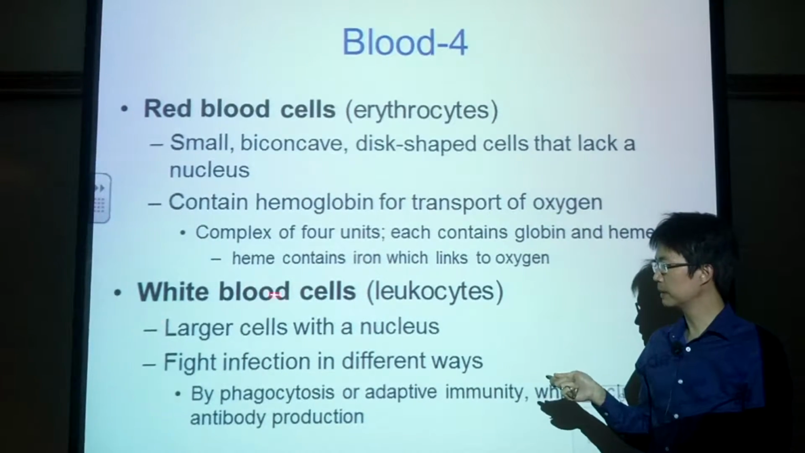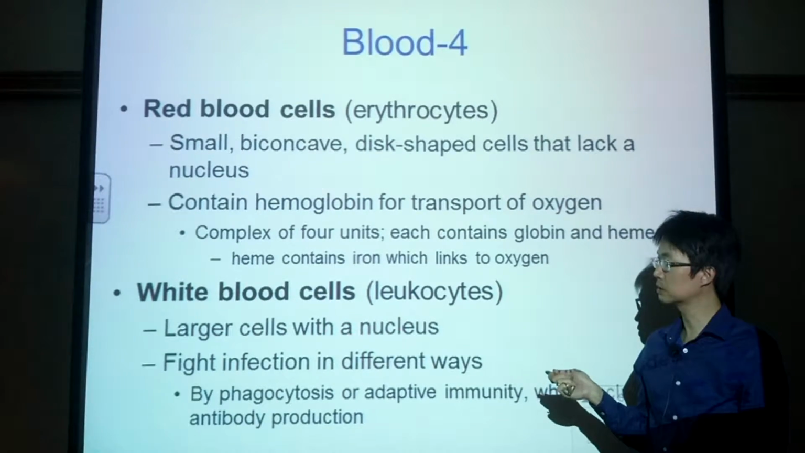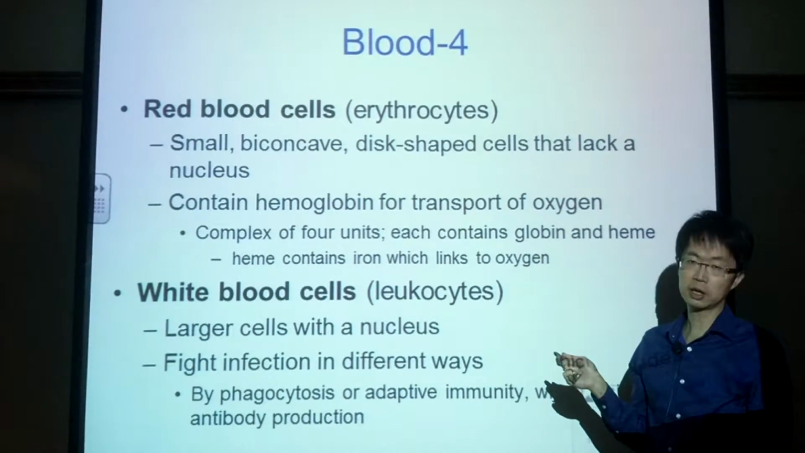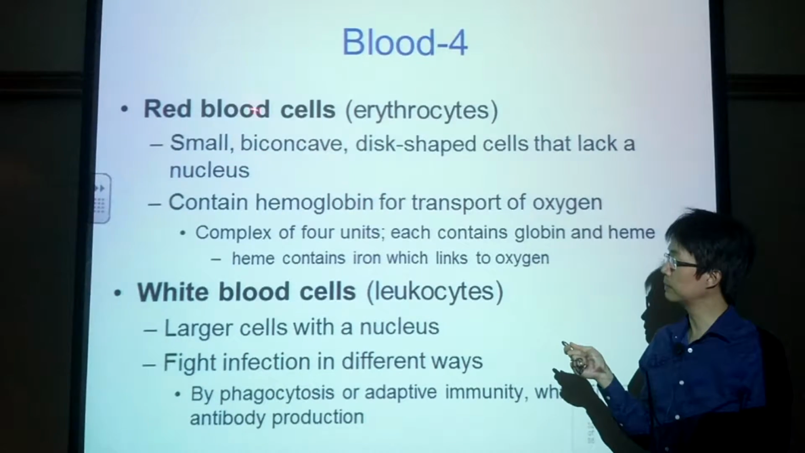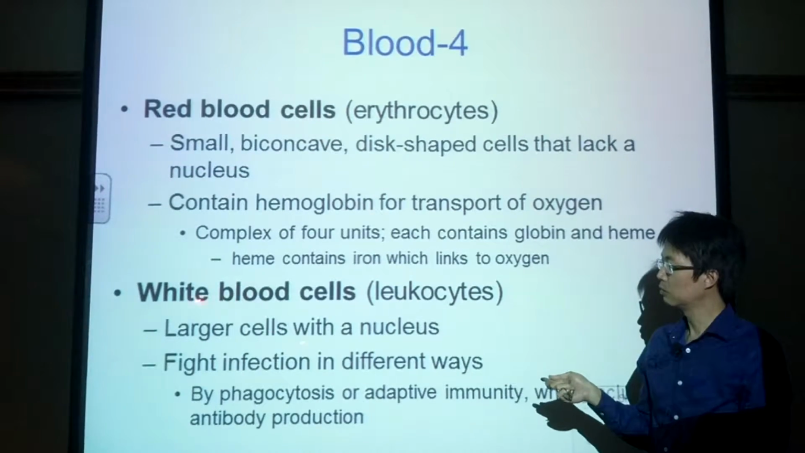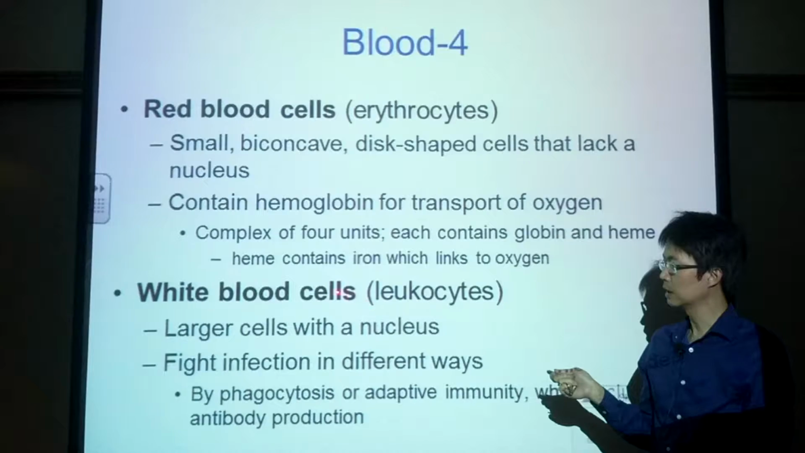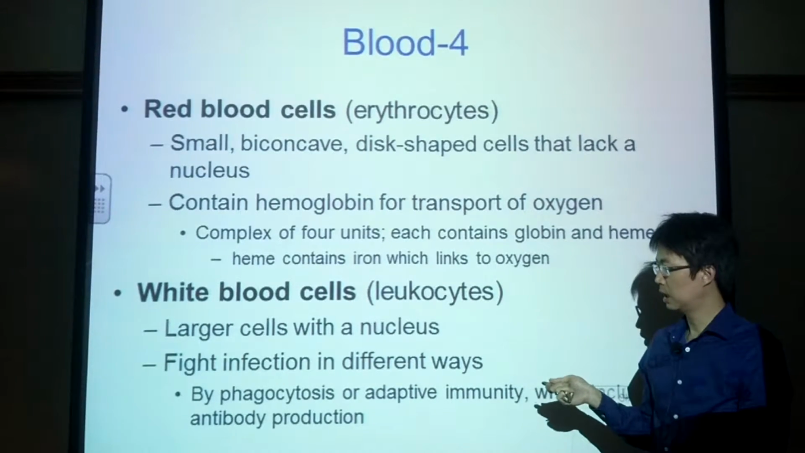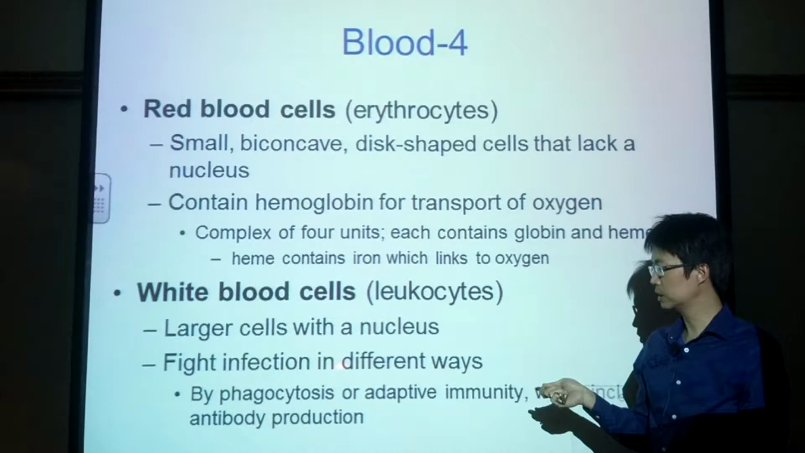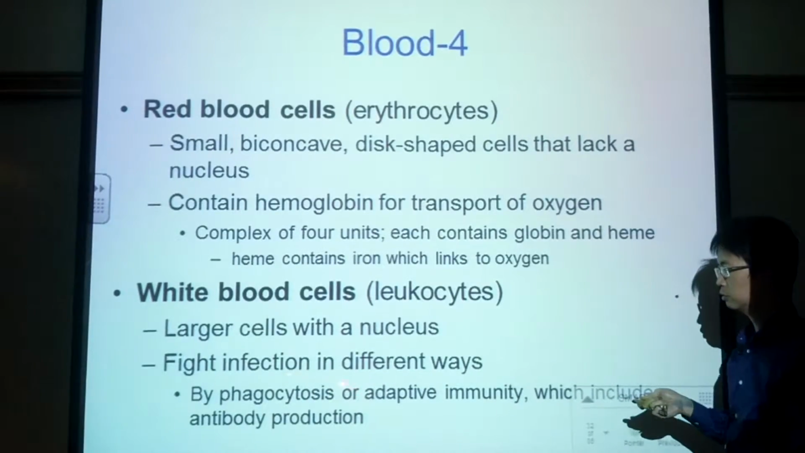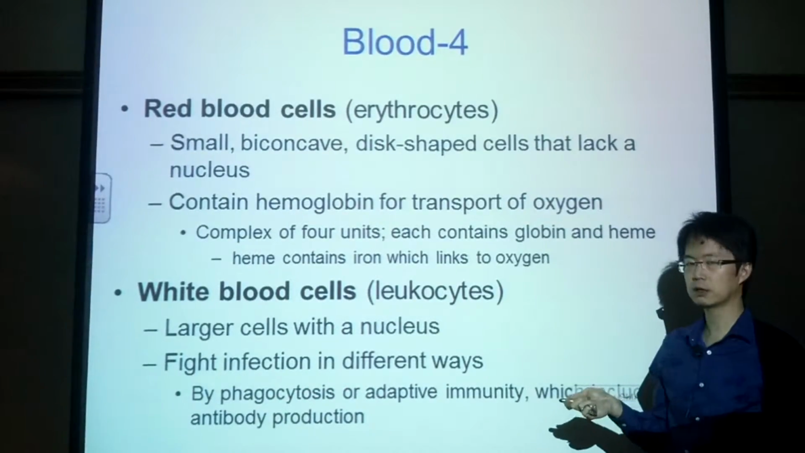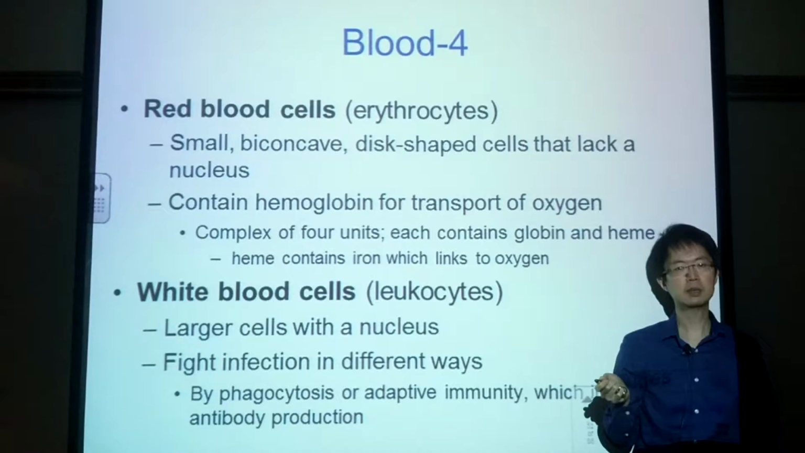And then white blood cell, leukocyte. It is a larger cell with a nucleus. Red blood cells do not have nucleus. White blood cells, they have nucleus, and they are bigger. And they fight infection. They can do phagocytosis. Remember, phagocytosis is like amoeba.